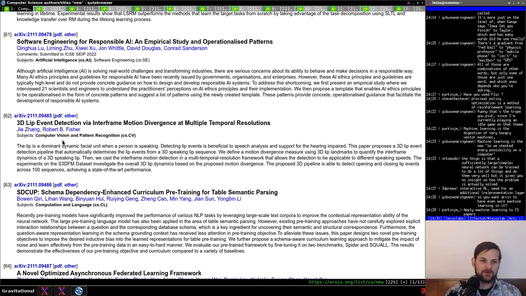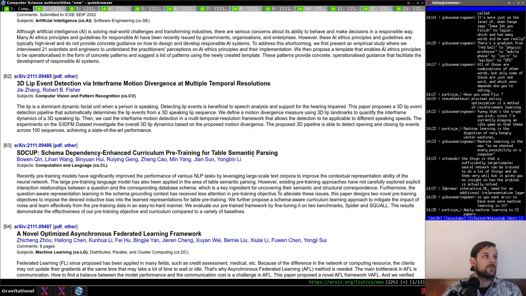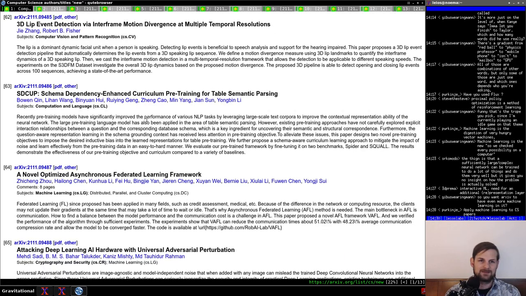No, the lip is a dominant dynamic facial unit when a person is speaking, of course. Detecting lip events is beneficial to speech analysis and supporting the hearing impaired. Again, that could be useful, not could be useful, it is useful, more useful than anything I'm doing. But I don't know if it's going to be pattern recognition in the end, which again is probably going to be another application of machine learning. Again, everything's so heavily machine learning inspired now. That's just how it goes.